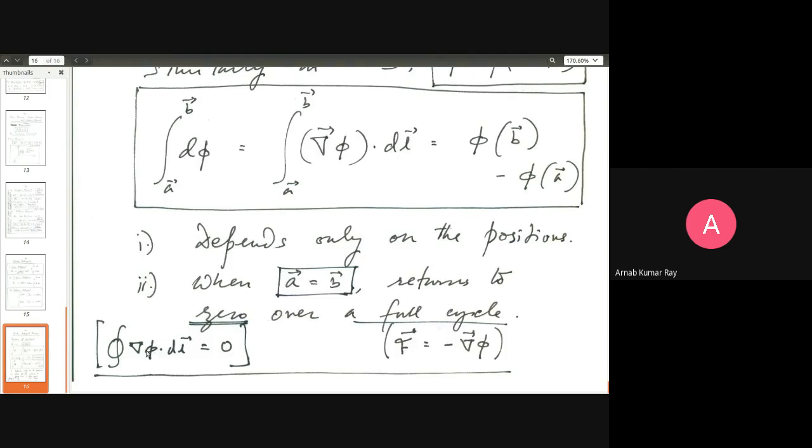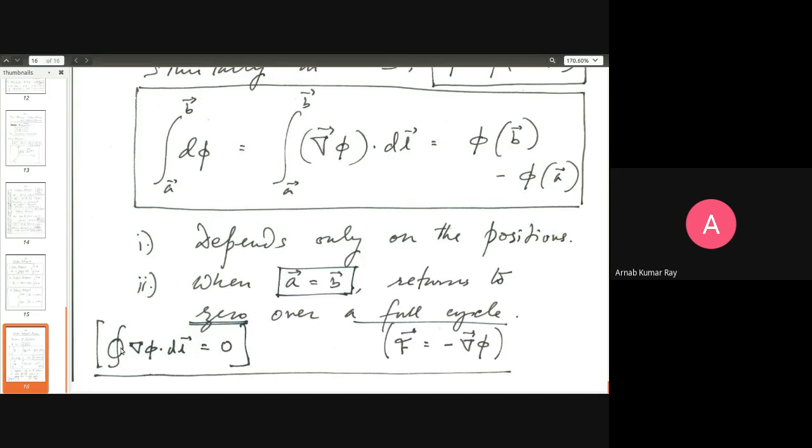Just replace gradient of phi with minus F. The minus sign goes to this side: minus F dot dl, closed loop integral, is equal to 0. So the minus sign really doesn't matter. Basically it means F dot dl, closed loop integral, is equal to 0 in a conservative force.